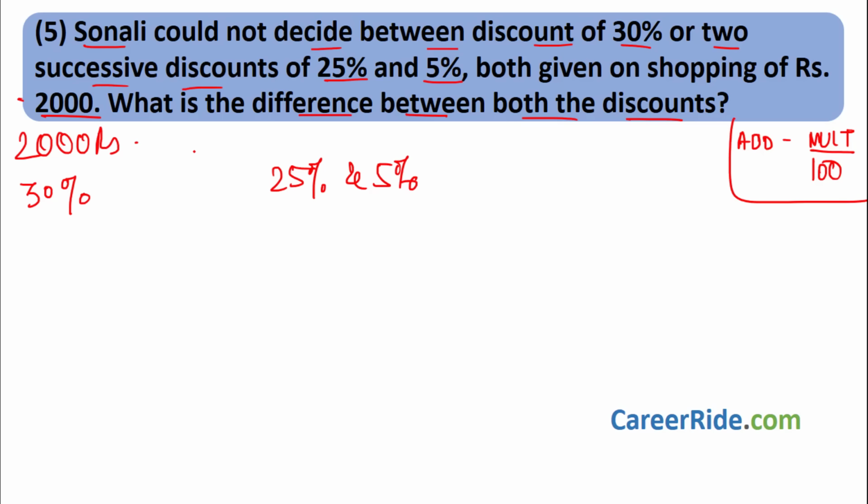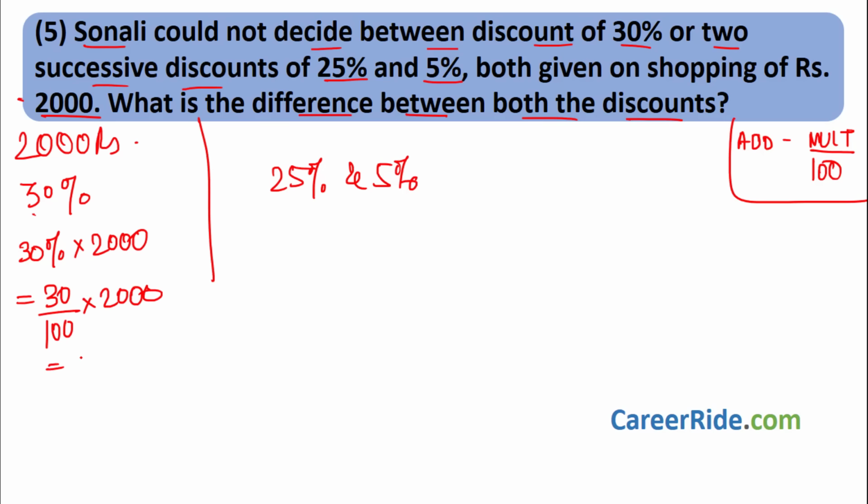So let us see what to do. Now shopping is of 2000, first option is of 30% discount. So how much is she saving or how much discount in rupees is she getting? That is nothing but 30% of 2000. That would be 30 upon 100 into 2000. That would be 30 into 20. That would be rupees 600. So in the first case, Sonali is saving rupees 600. Sonali is getting a discount of rupees 600.